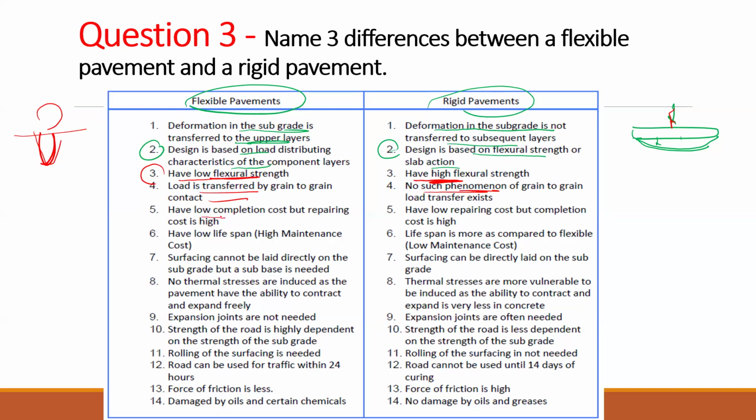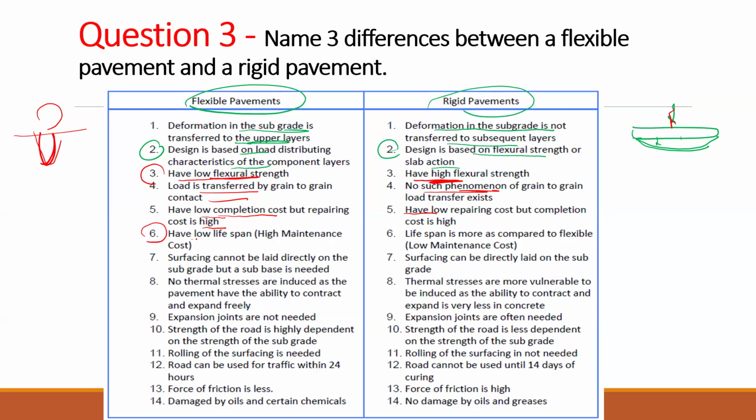Have low completion cost, but repairing cost is high. So flexible pavements are cheap to construct, but maintenance costs are high because frequently we need to do milling and filling and those things. But in the rigid pavement, construction cost is high, but we don't have to do frequent repair maintenance like in the flexible pavement.